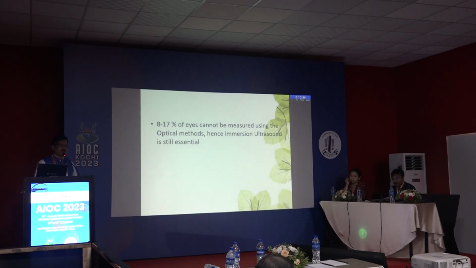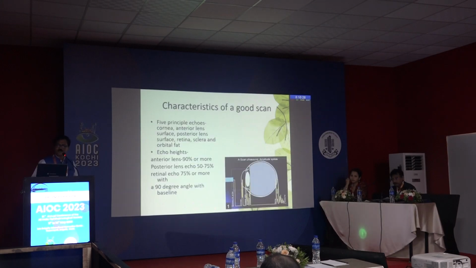Because almost 15% of eyes, 8 to 17 on patient, you cannot measure with an optical biometer. You still need an immersion biometer. So what are the characteristics? You have done the procedure and you see multiple waves on the screen. How do you decide whether what you have done is right?